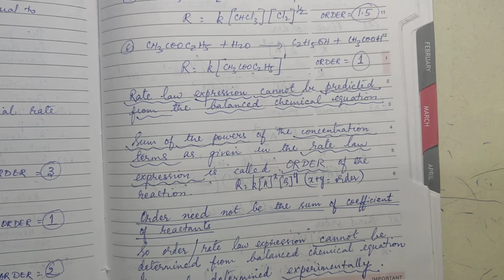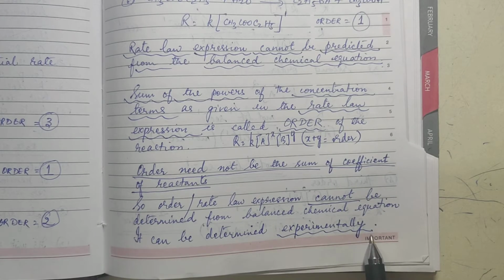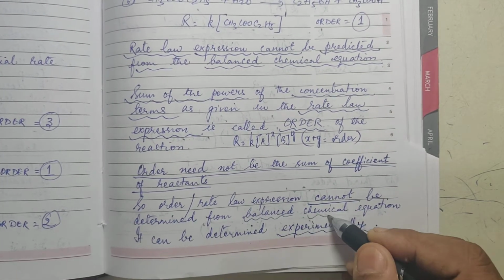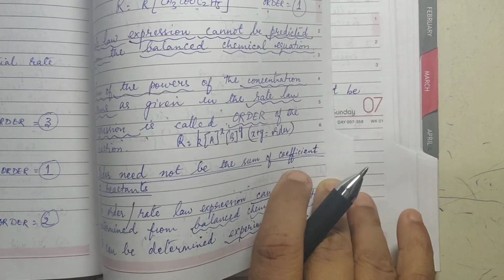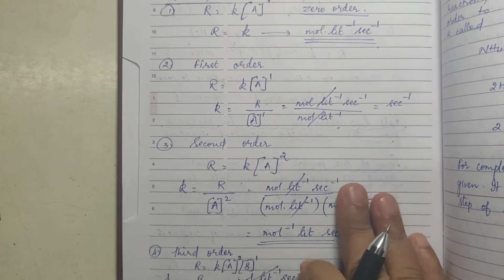So the order or the rate law expression cannot be determined from the balanced chemical equation. It can be determined experimentally. It cannot be obtained from the balanced chemical equation. It can be obtained experimentally only. Okay. Now how it is done? Before seeing how it is done, let us see what is the unit of order.